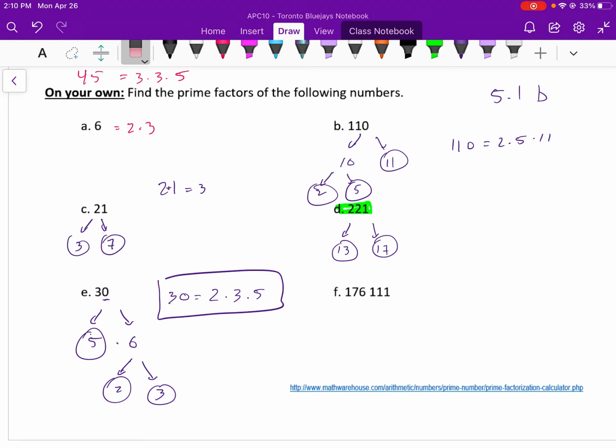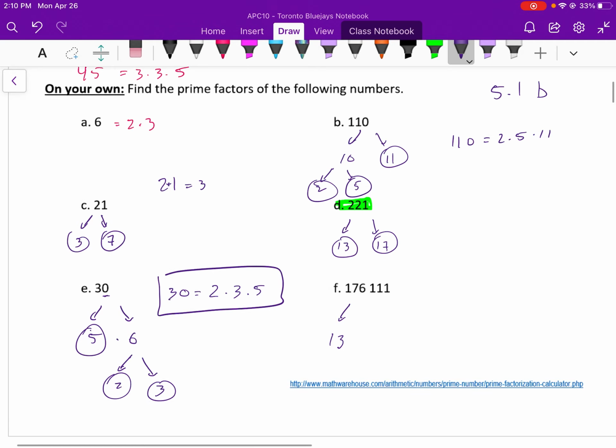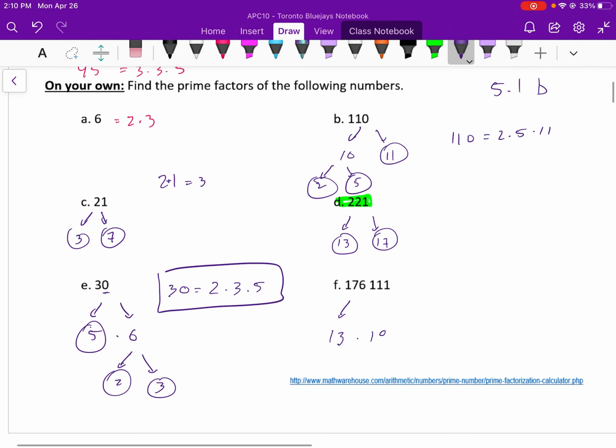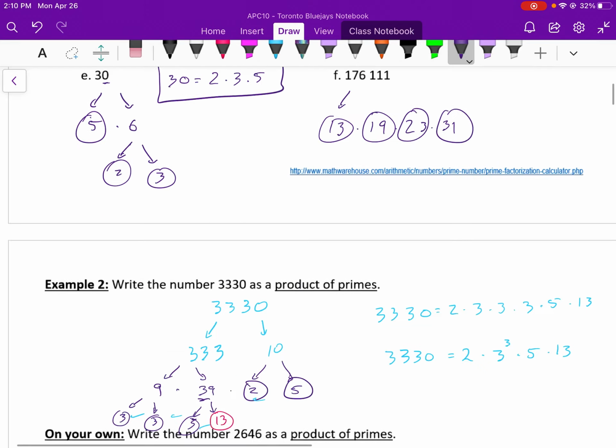Now, the prime factorization of this number is, I'll have to type this in. Prime factorization, thankfully we have computers to figure this out. The prime factorization of this number is 13 times 19 times 23 times 31. Now, that is not a nice prime factorization. Hopefully things get better. All right, moving on.